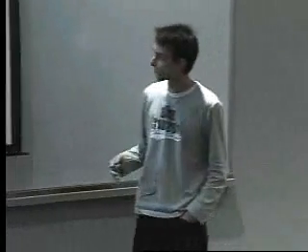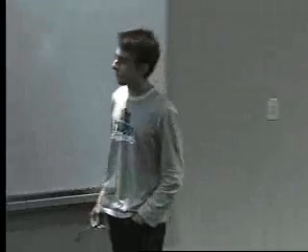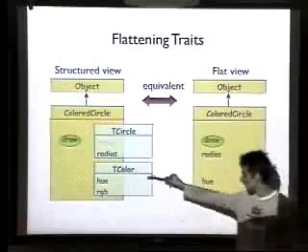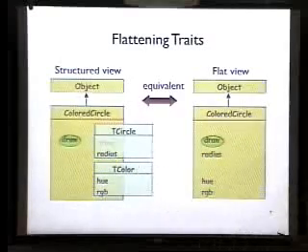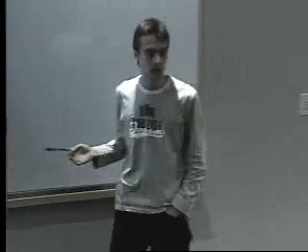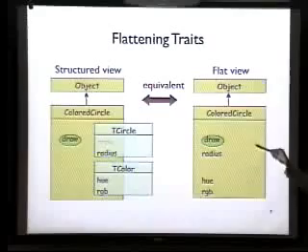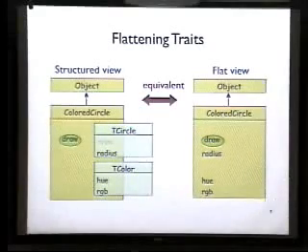The flattening property says that the structured view, or the concept of traits, is completely equivalent to the flat view of traits. So we can say if we use a trait that implements some methods, then this is exactly the same as if the class would implement the methods by itself. So that's it, actually. That makes a lot of things easier and has a pretty big impact on the understanding of traits and how traits are working.